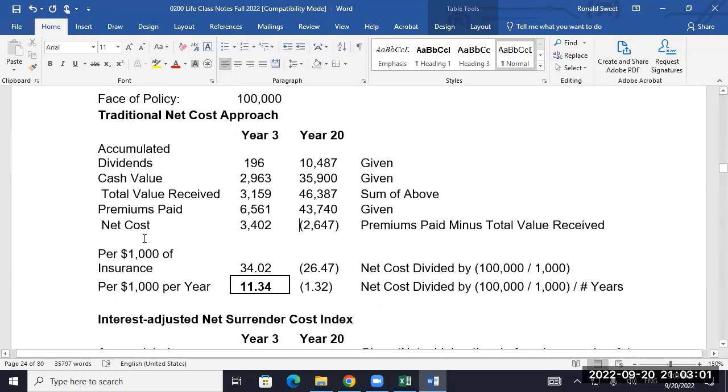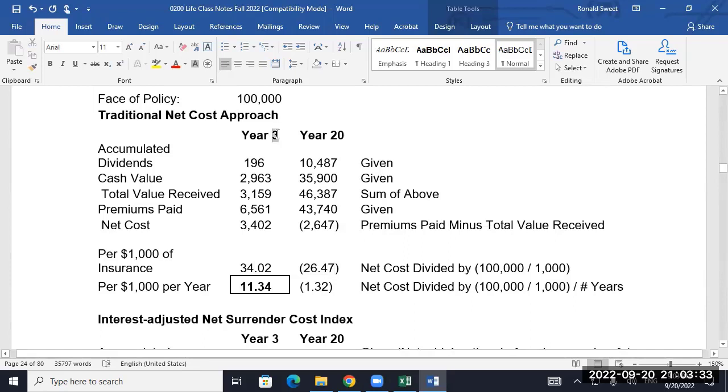And then what you say is, okay, how much is this? And we tend to do this with life insurance. We do everything on a per 1,000 basis. So you can compare different products. You can compare a $500,000 policy to a $300,000 policy. So how many thousands are there in 100,000? Well, there's 100. So you take the 3,402 and divide it by 100. It's costing you $34.02 for every $1,000 of insurance that you buy. Over here, you're getting paid $26.47.